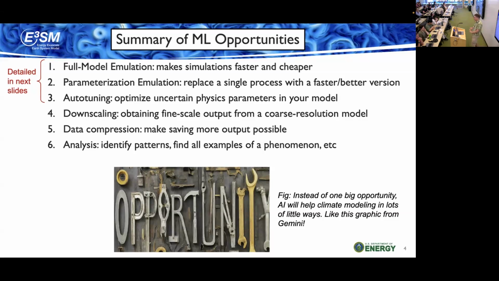Another use that I think is getting quite popular is downscaling. You run your conventional low resolution climate model, but you want to be able to say what's happening at a very fine scale. So you can use the relationship between a fine resolution data set and a coarsened version of it in order to do some sort of mapping between the two. And I think that's going to be really important as well.